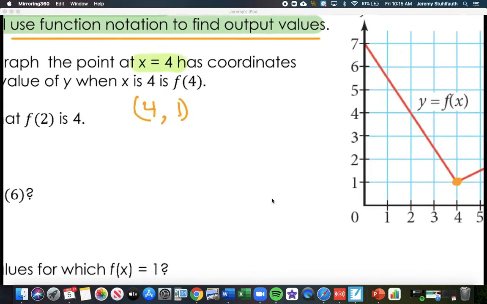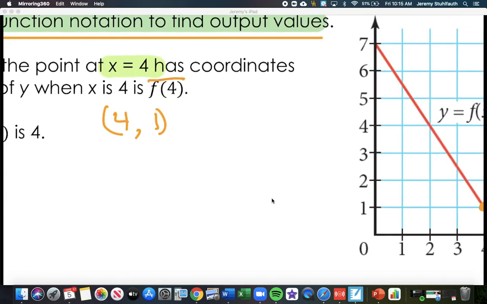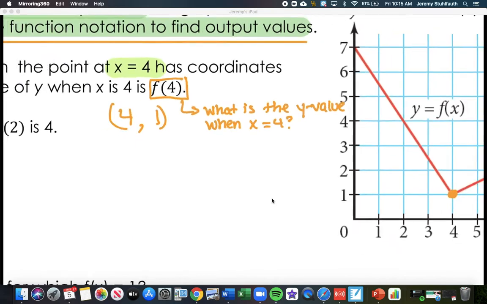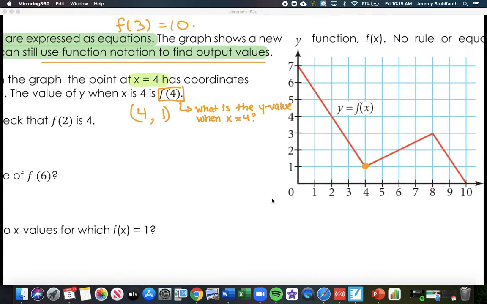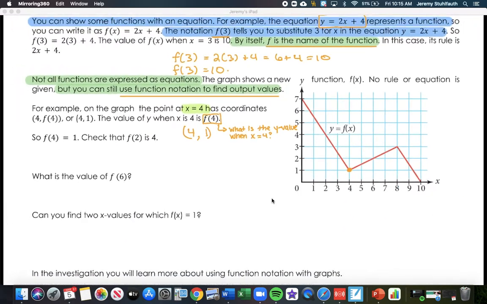So what we're really asking when we see this expression, f(4), is: what is the y value when x equals 4? You go to your graph, you find x equals 4, and you find out what y value that x value maps to.